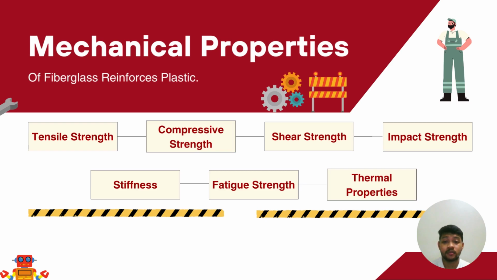So for the impact properties, FRP has excellent impact resistance, capable of absorbing high energy impact without fracturing. The impact strength can vary depending on the specific composition and fiber orientation.